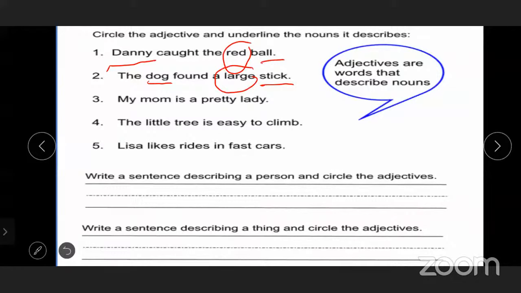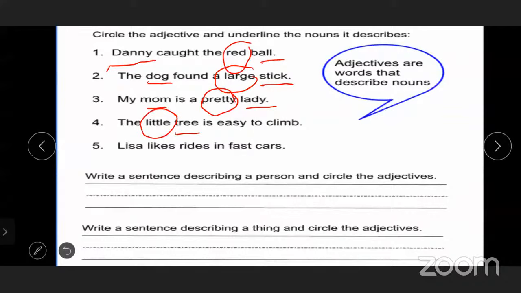Next sentence: My mom is a pretty lady. Here the noun words are mom and lady. Which word is the adjective? Pretty. Very good. Now this fourth sentence: The little tree is easy to climb. Here the noun is tree. And the adjective? Easy, little. How is the tree? Little. Very good.